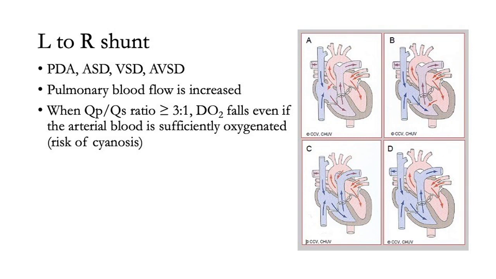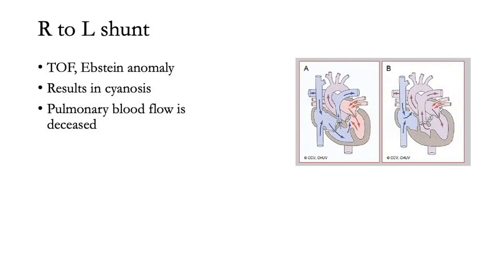Not all patients with left-to-right shunts are acyanotic. When the QP to QS ratio is greater than 3:1, delivery of oxygen falls even if the arterial blood is sufficiently oxygenated, and there is a risk of cyanosis. Right-to-left shunts result in decreased pulmonary blood flow and cyanosis. Pulmonary blood flow is dependent on the ductus arteriosus.